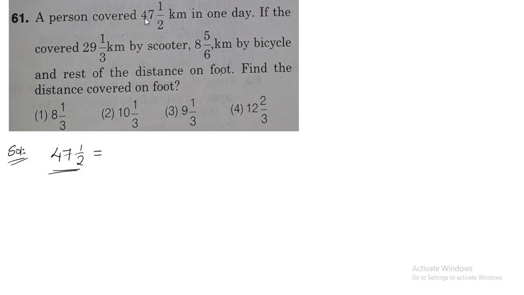Now let us see this. This is nothing but the total distance. This total distance is equal to the distance covered by scooter, which means 29 1/3 kilometers, plus the distance covered by bicycle, which means 8 5/6 kilometers, plus the distance covered on foot. Since we don't know the distance covered on foot, let us consider it as D. This is my distance covered on foot, which is my D. Now I need to find this D value.